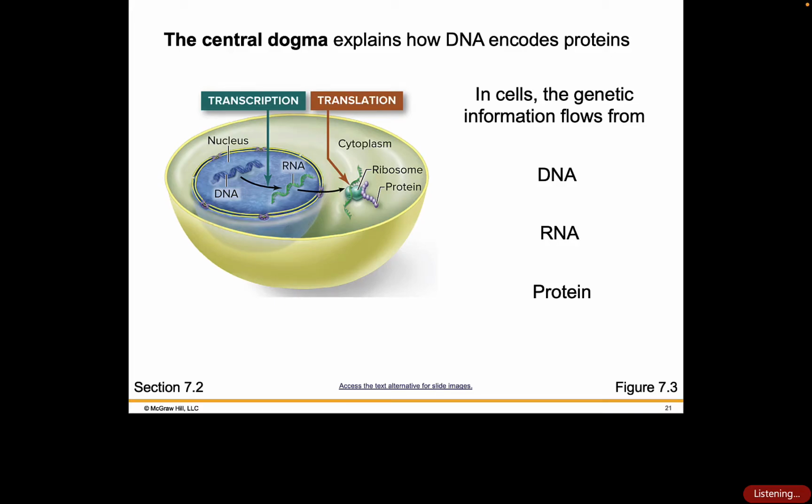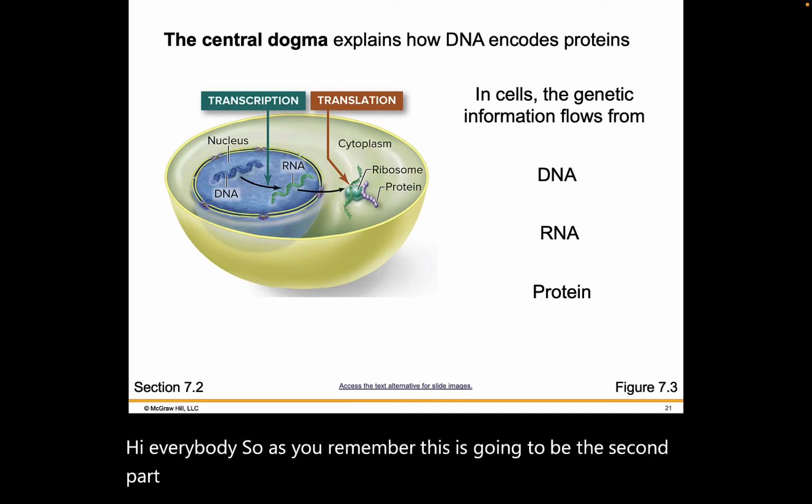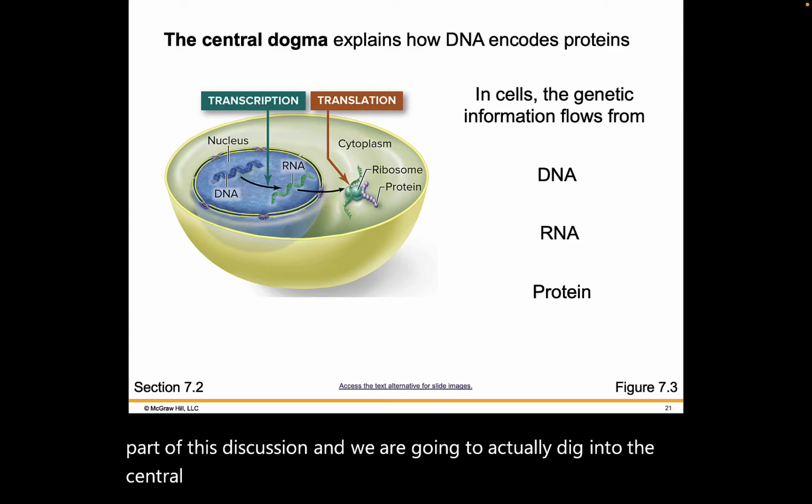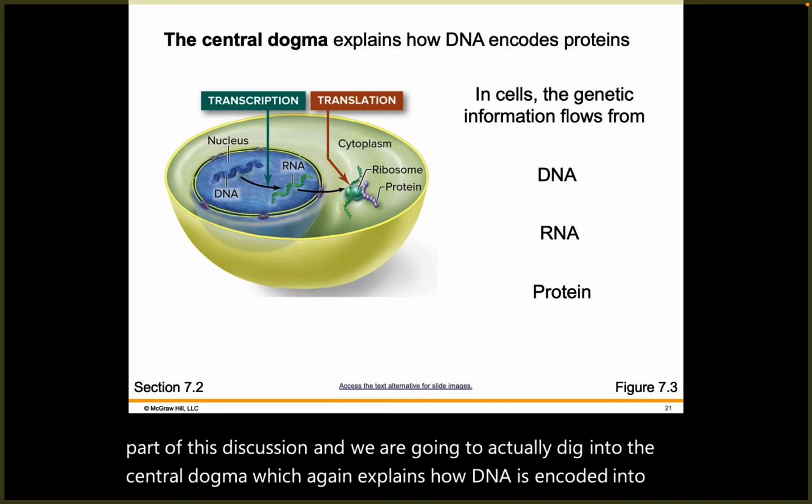Hi everybody. So as you remember, this is going to be the second part of this discussion, and we are going to actually dig into the central dogma, which again explains how DNA is encoded into proteins. As a reminder, there are two processes to the central dogma. The first one is when DNA goes to RNA. Specifically, we're going to look at messenger RNA, and this is called transcription. And the second part, taking messenger RNA to protein, is called translation.